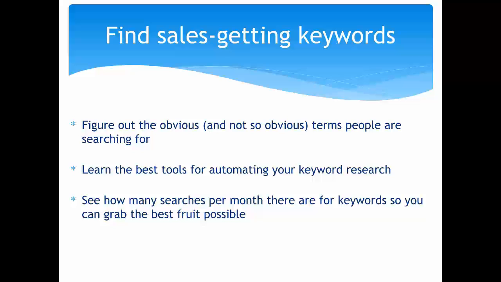For example, maybe someone types in funny crocheting mug for grandma, or funny crocheting mug for women under 30, or I don't know, all kinds of different things. We show you how you can find those keywords so you can make sure you're appealing to those types of buyers. You can learn the best tools for automating your keyword research, and you get to see how many searches per month there are for different keywords so you can grab the best low-hanging fruit possible.